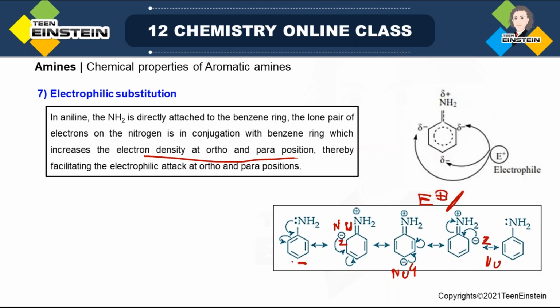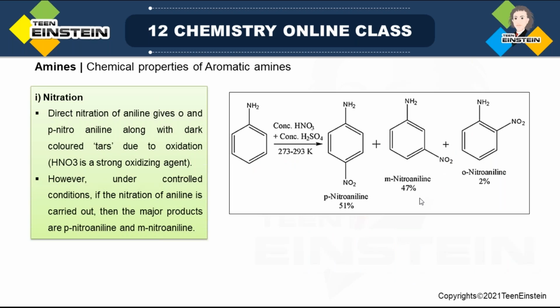You can consider this picture as the average of all these resonance structures, where negative charge density is present at the ortho and para positions, and that is why the electrophile is attracted towards these positions. Fine. So the first reaction under this electrophilic substitution is nitration.